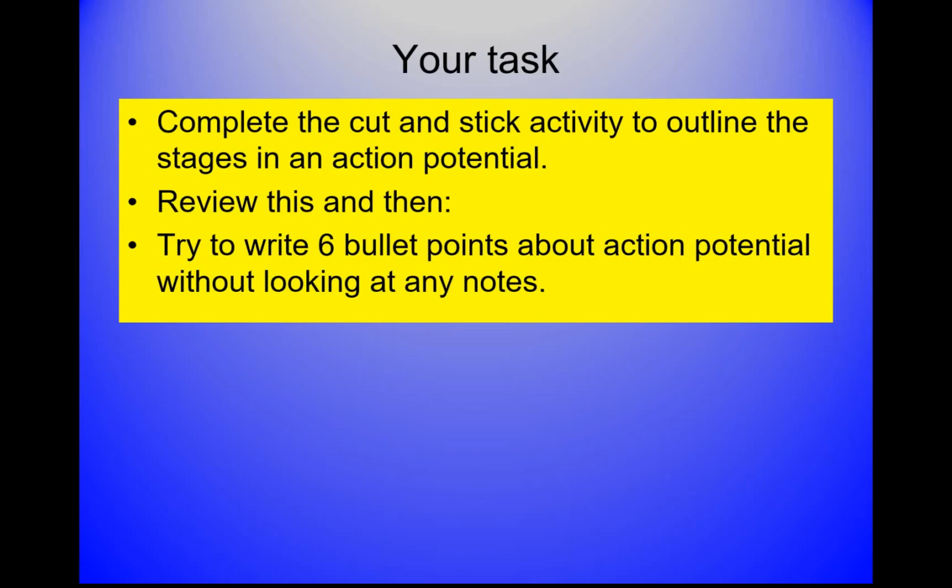Now what I'd like you to do is, you've got a cut and stick activity which talks through the stages of action potential. You could do that, or you could write your own bullet points from the previous slides. But what you should do is do that, review it, close your book, and then try and write your own bullet points again. So a bit of very early retrieval practice, but practice writing it out without looking at your notes. See how much you can remember from that short term, but practice is important. Give yourself 10 minutes or so to do that.